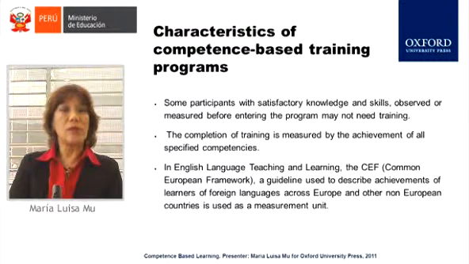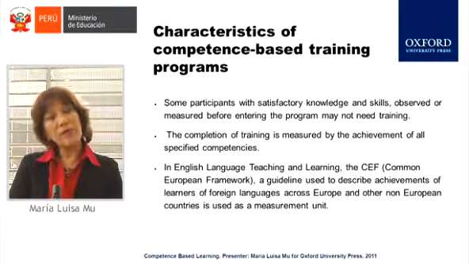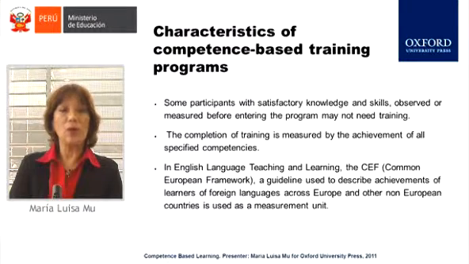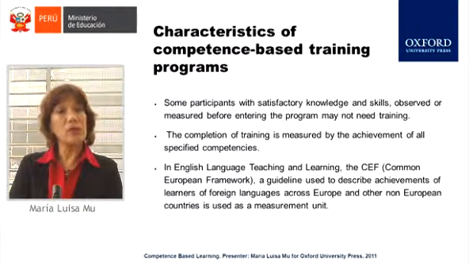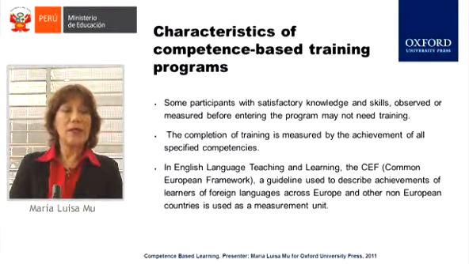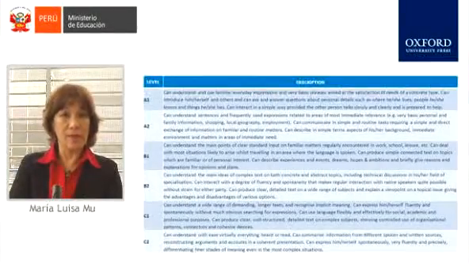How do we measure the completion of the training, the achievement of competences? We measure the achievement of competences in different ways. In the case of the language classroom, we use the well-known Common European Framework, which is this guideline used to describe the achievements of learners of foreign languages across Europe and other non-European countries. What kind of indicators does the Common European Framework have? We can see that mostly the different levels are described in terms of what people can do with the language: understand, use, recognize, produce, etc.